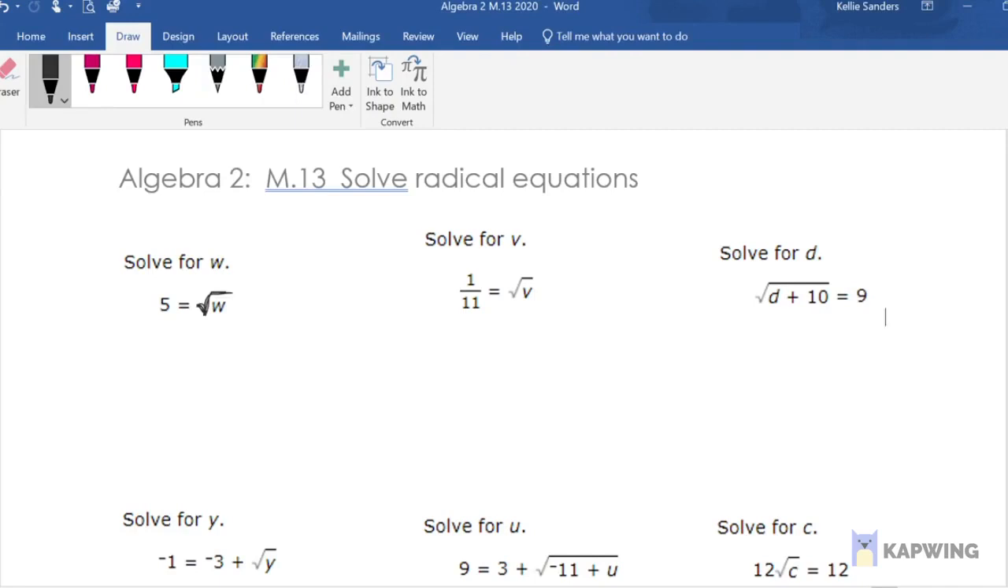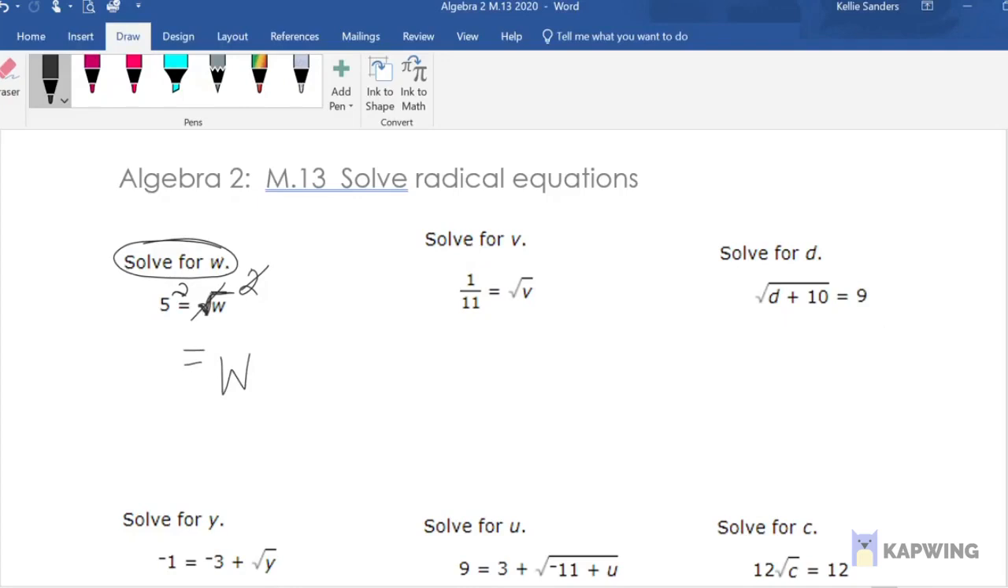Squaring, right? And if we're solving, we're basically undoing the problem to get to what we had to start with. So if we're solving, we want W by itself. What is with W right now? A square root. So I need to get rid of the square root. How do I get rid of the square root? I've got to square it. But if I do it to one side, then I'm going to do it to the other. So that square and that square root undo each other, and all I'm left with is W.